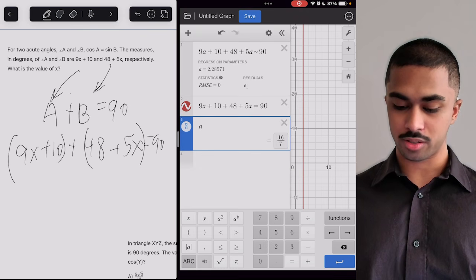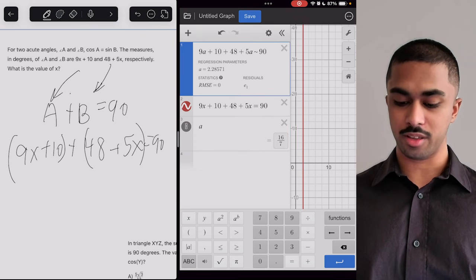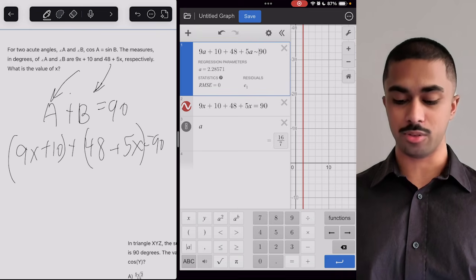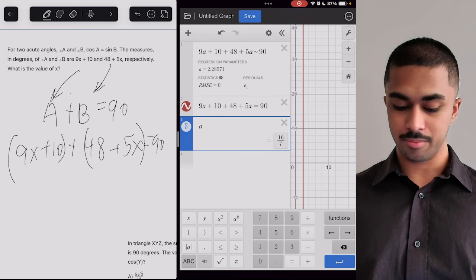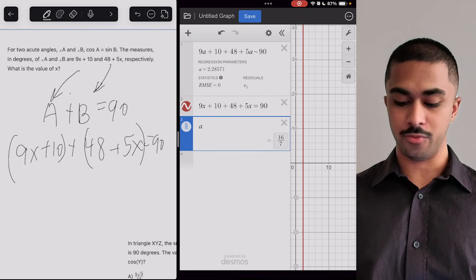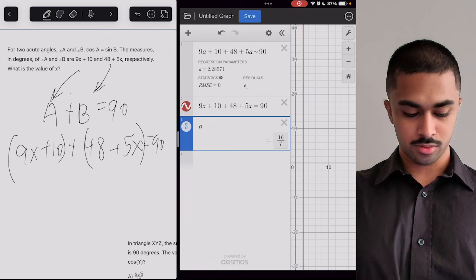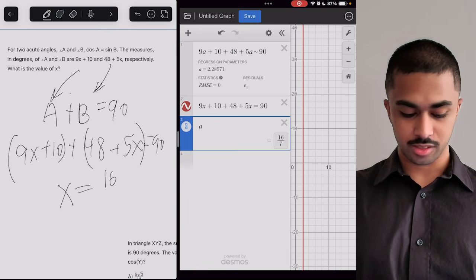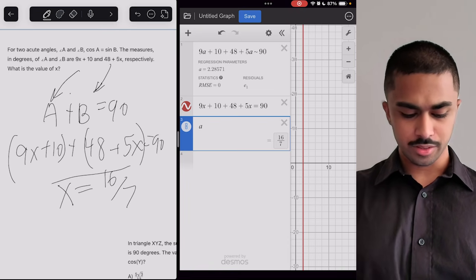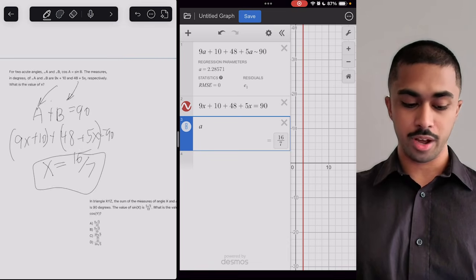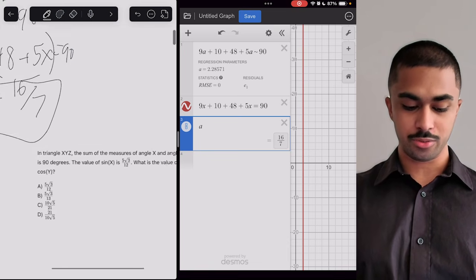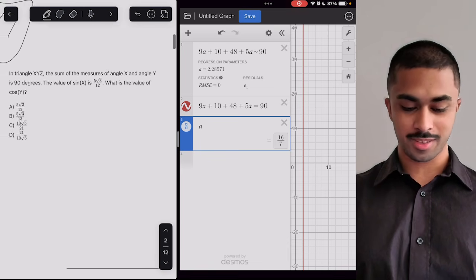The only thing that works is doing this tilde thing, like replacing the equal sign with a tilde, and then using the fraction button on the variable alone. So then we get x equals 16 over 7. This is our answer to this question. We do not set A and B equal to each other. We do A plus B equals 90.